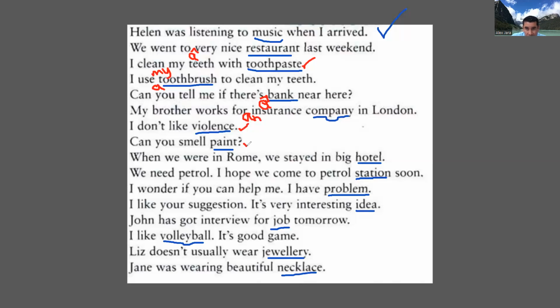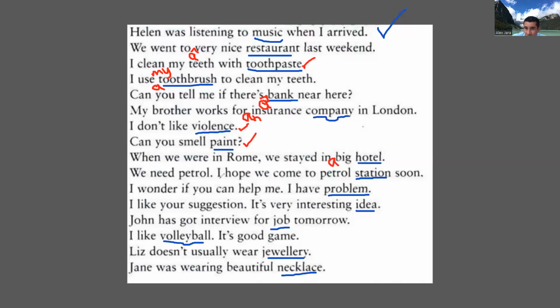Can you smell pain? We were in Rome and we stayed in it says hotel. So how many hotels did we stay? Right. I don't think you want to change hotels every night on a vacation to Rome. So the word would be a right here. A hotel. Was it small? Big. Okay. A big hotel. But you may want to say you stayed in many, so you would have to use the plural. But here we're looking at singular or countable.